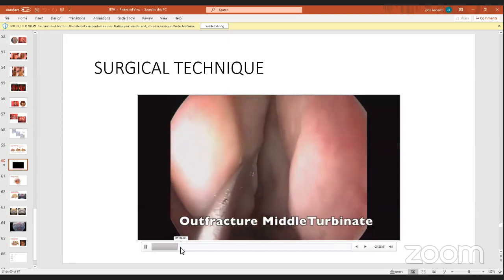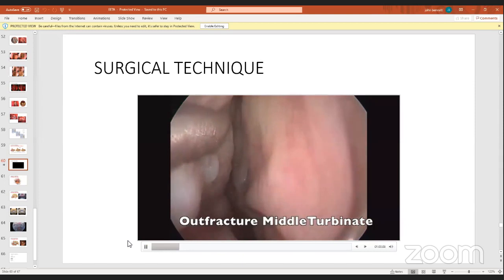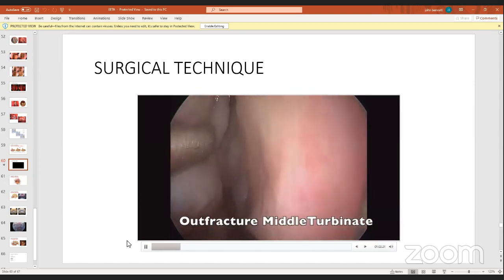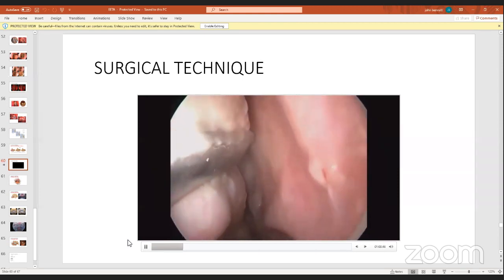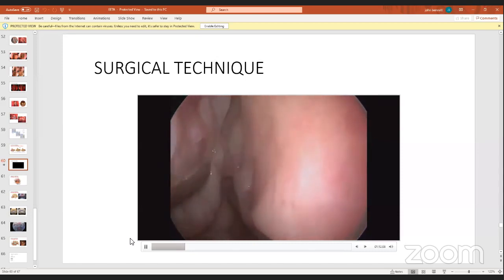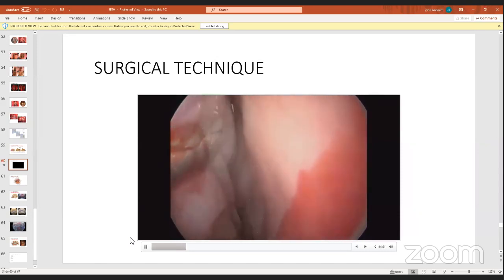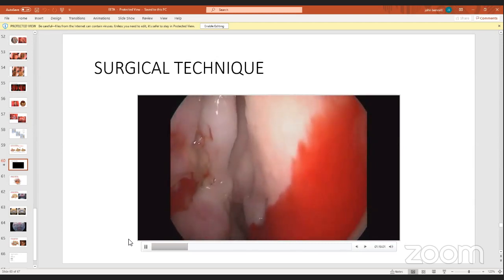Okay. So here they show you how to out-fracture the middle turbinate. So here is a right nostril view. On the left is the middle turbinate, on the right is the nasal septum. They expanded the corridor here by using the patty, and so they go straight. This is the superior turbinate.